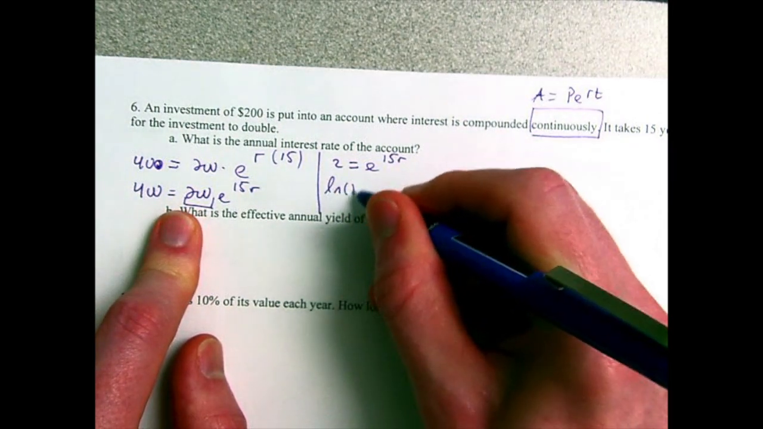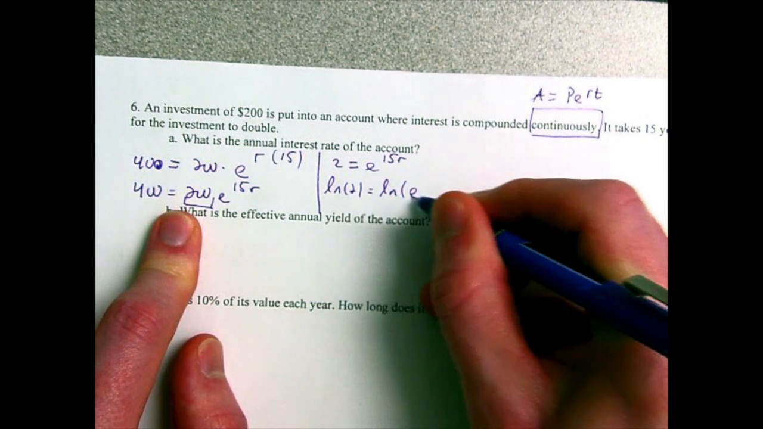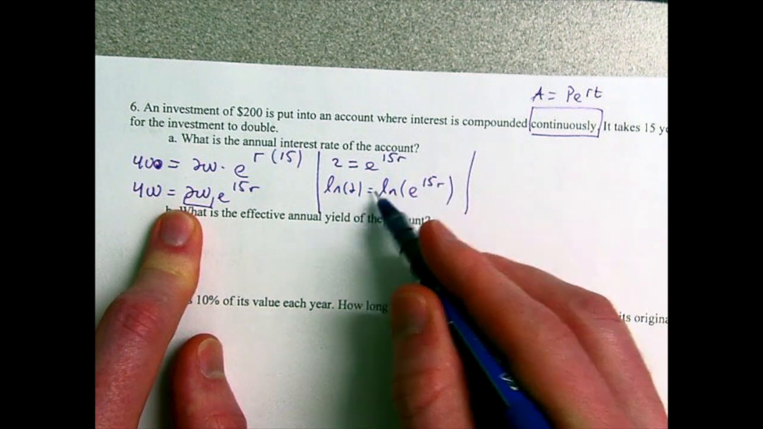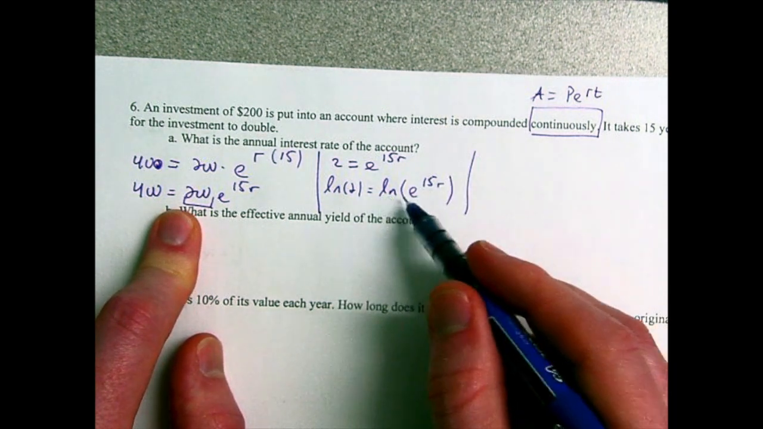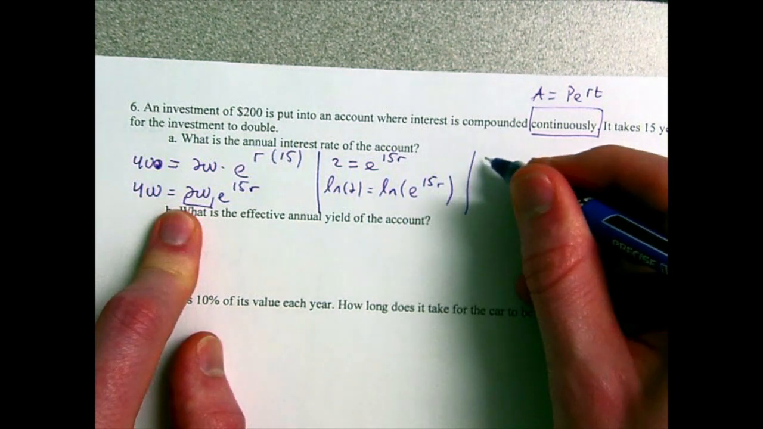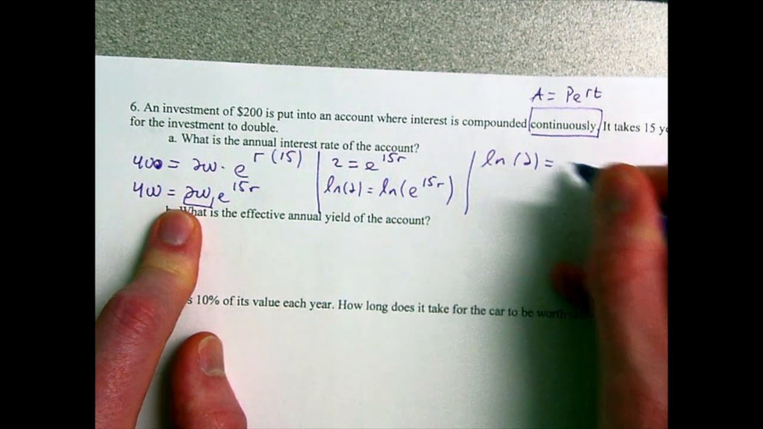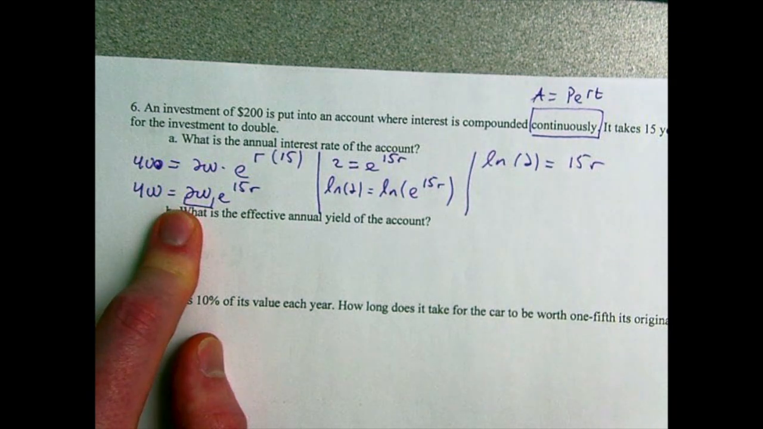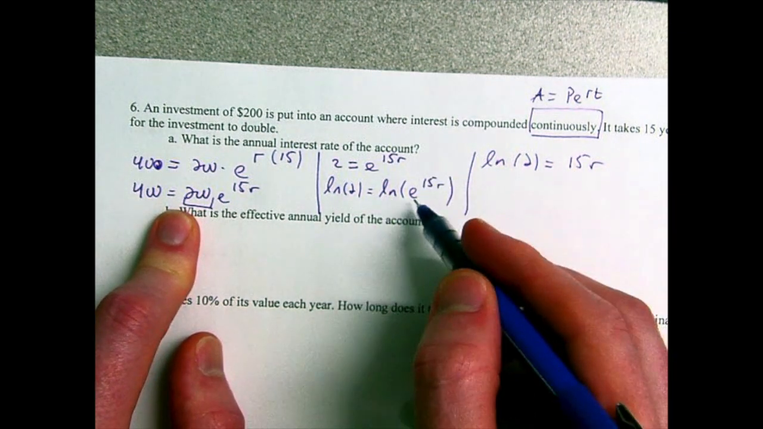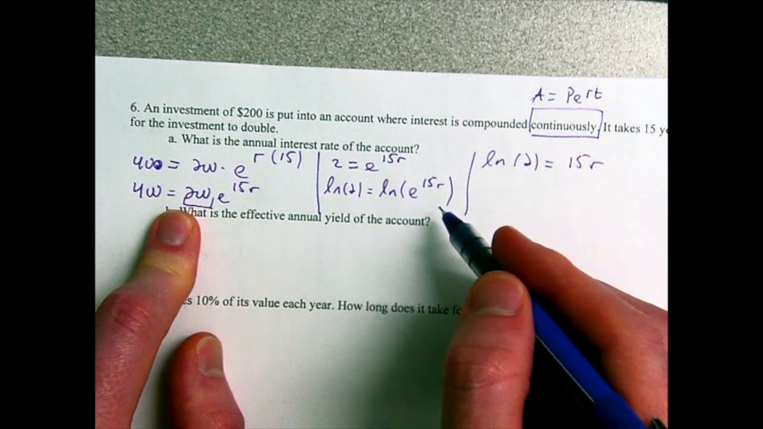So I have natural log of 2 is equal to natural log of e to the 15r. This is kind of nice. You can do the usual thing where the 15r comes down, but because it's natural log of e to something, the logarithm on the right-hand side becomes something very simple. It just becomes 15r. You can see that in several different ways. You can bring the 15r down if you want, and then you'd have natural log of e, but natural log of e is just 1.